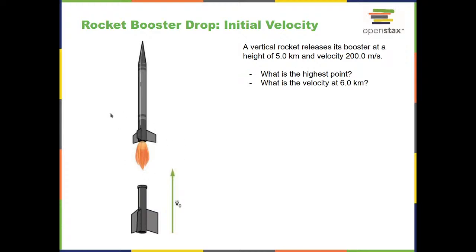One other type of problem is allowing a vertical rocket to release a booster. So the booster starts off with an initial velocity that is still in the positive direction before it then, of course, also changes direction and falls down.